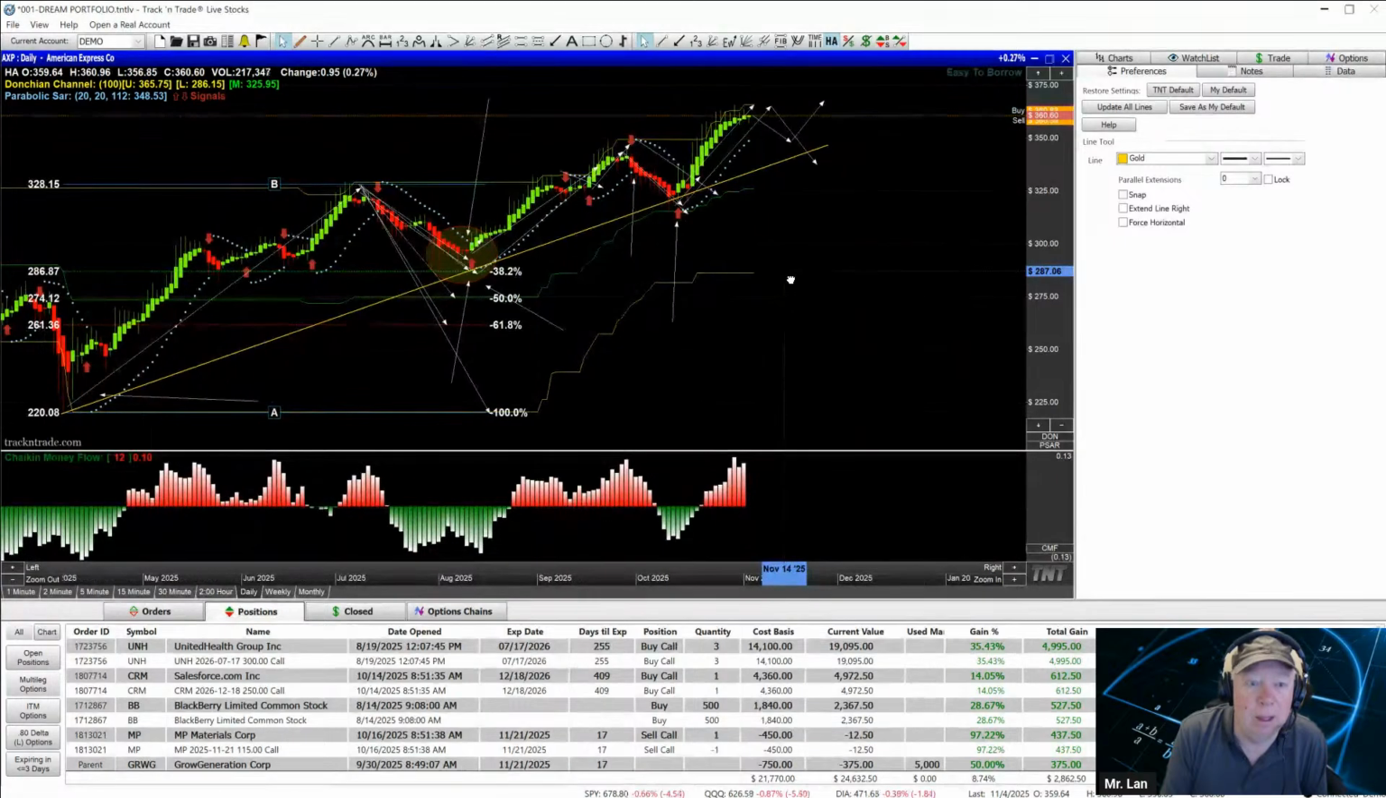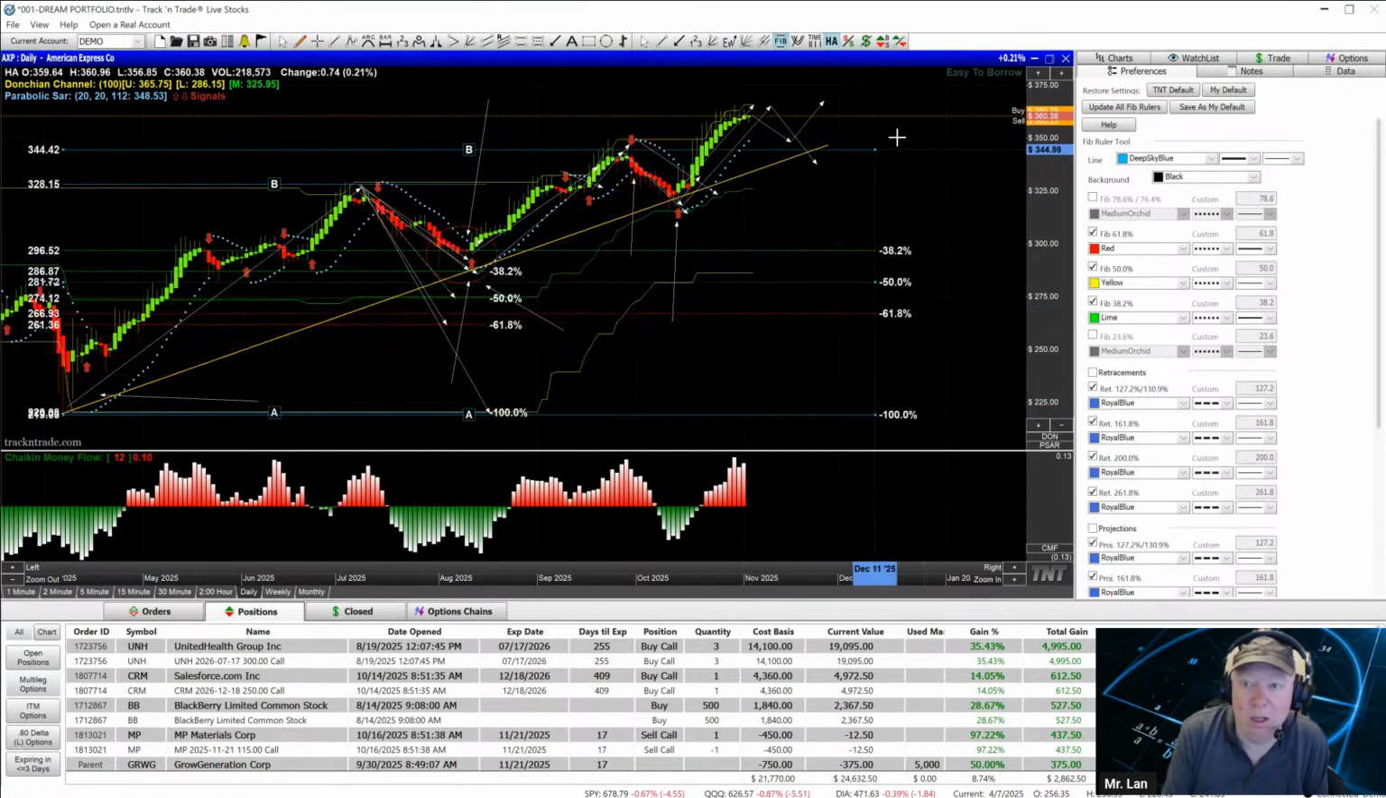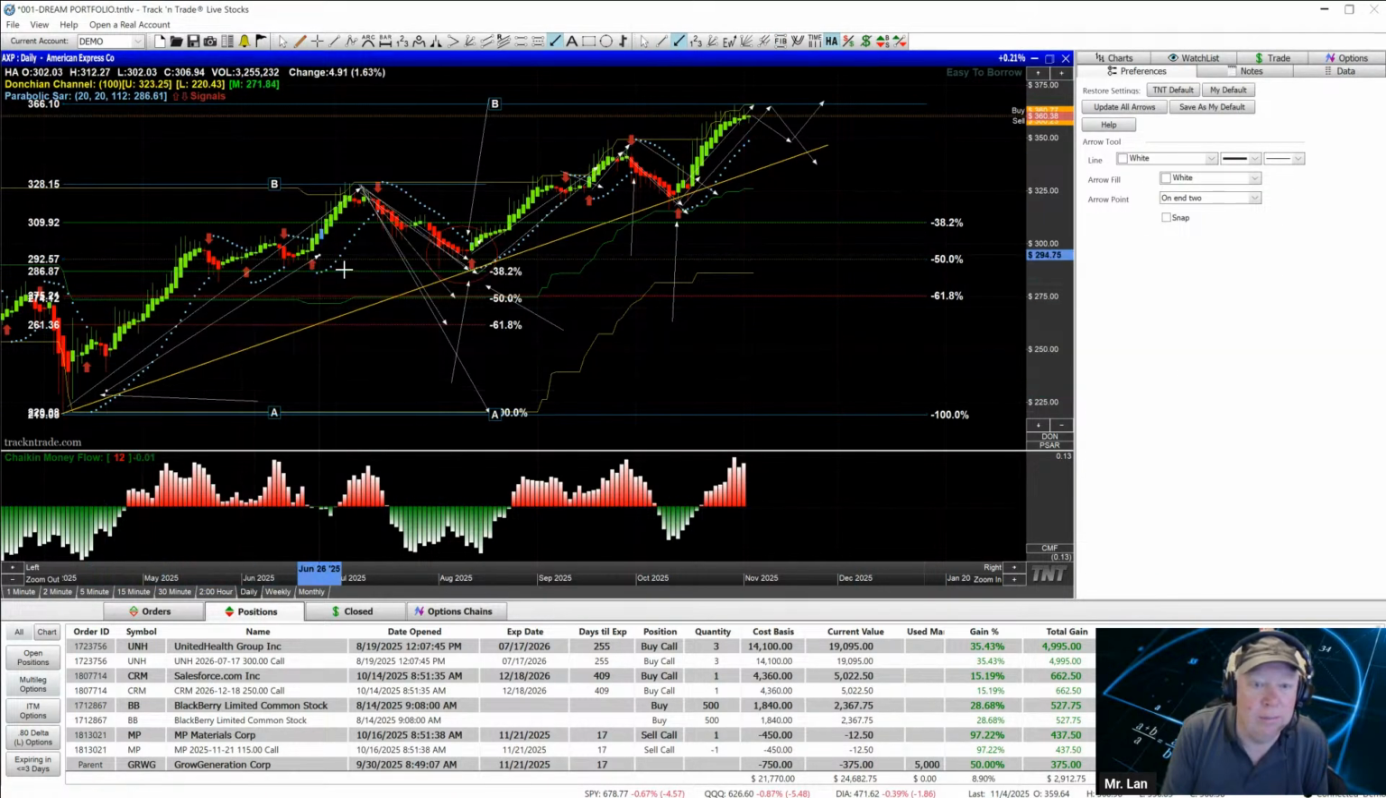All right. So what I like to do is draw my Fibonacci ruler, and I go all the way to the very top of the 3rd drive. So this is what we call drive 1. This is drive 2, and this is drive 3. Now, where it's going to top out, we don't know. We're just going to watch the color coding, and we're going to watch these breaking these little blue lights.